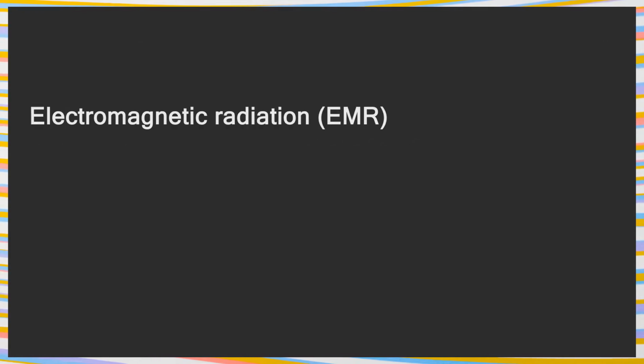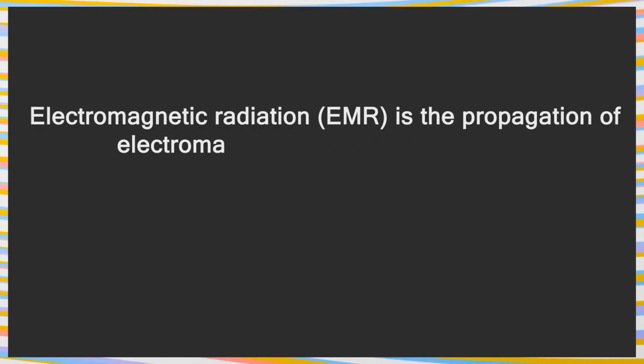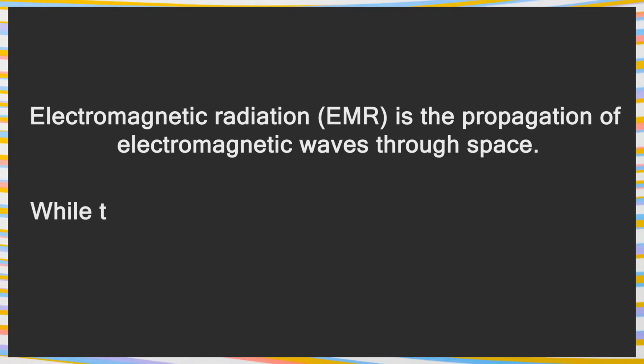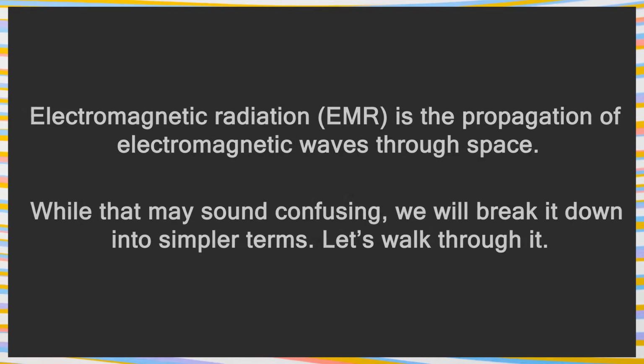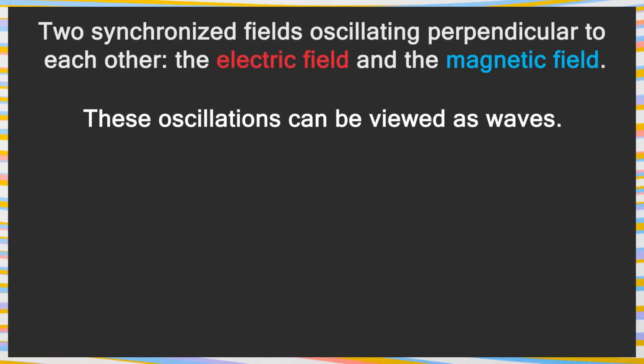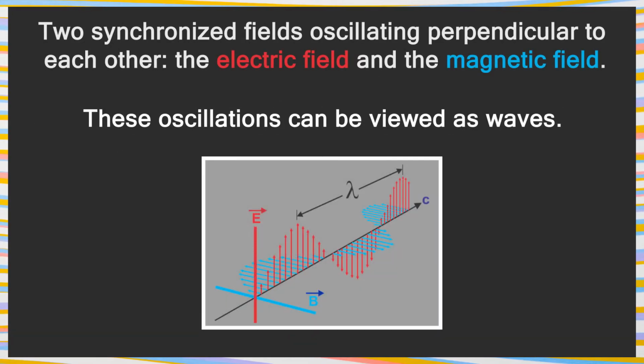Electromagnetic radiation, or EMR, is the propagation of electromagnetic waves through space. While that may sound confusing, we'll break it down into simpler terms. Let's walk through it. In electromagnetic radiation, there are two synchronized fields oscillating, or moving back and forth, perpendicular, or intersecting at 90 degrees, to each other: the electric field and the magnetic field. These oscillations can be viewed as waves.